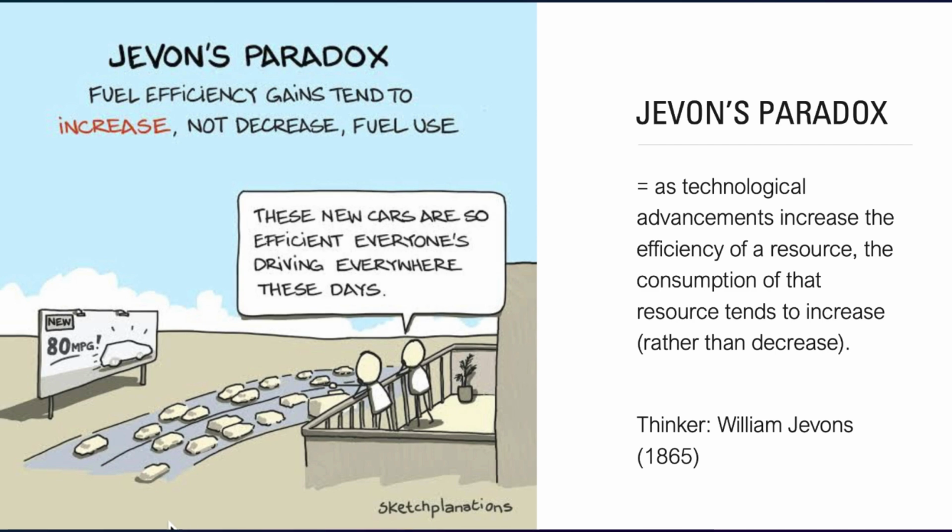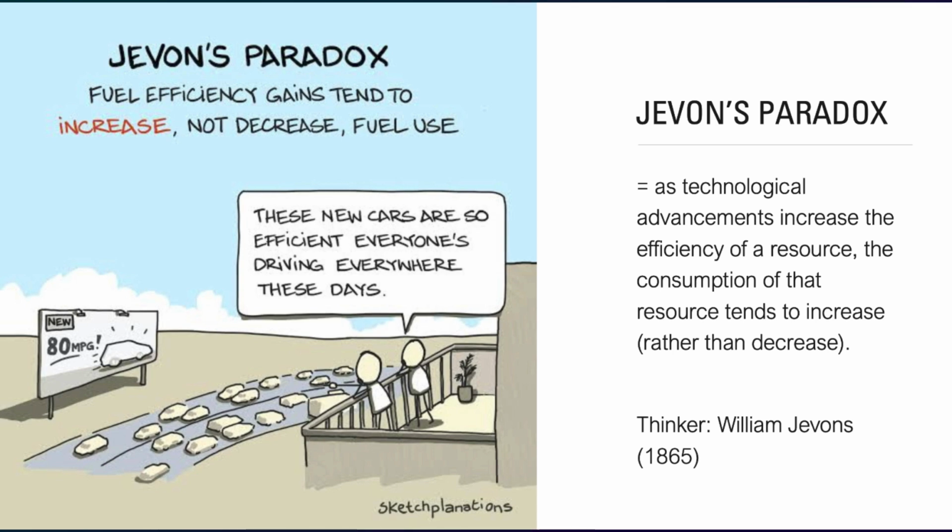This image on the left here is a cartoon that explains Jevons paradox. The paradox states that as technological advancements increase the efficiency of a resource, the consumption of that resource actually tends to increase rather than decrease.